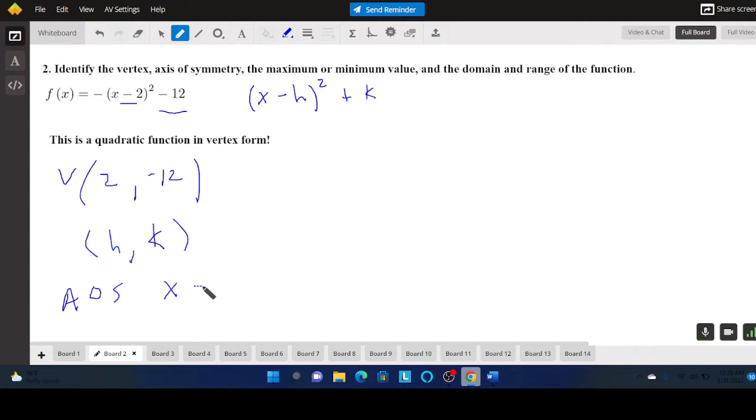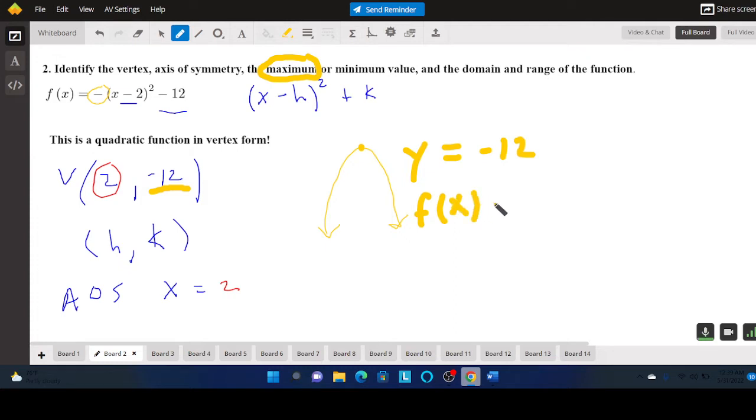x equals 2. The maximum or minimum value. This parabola opens down, so it has a maximum value. The vertex is located there, and that value is y equals negative 12. So the function's maximum value is negative 12.